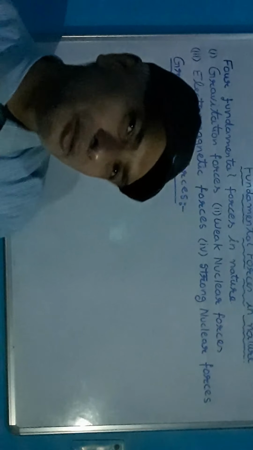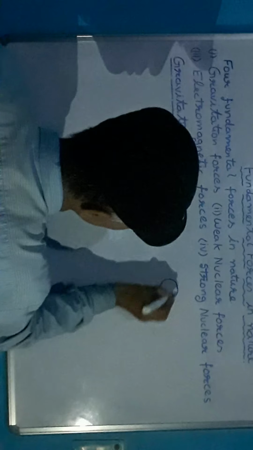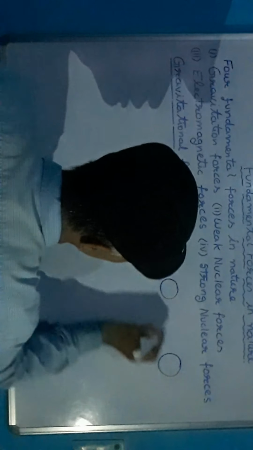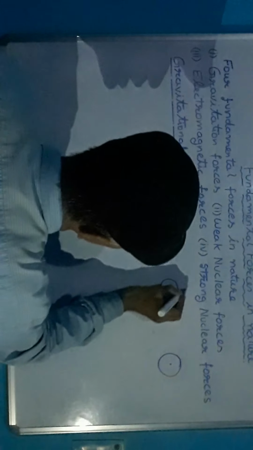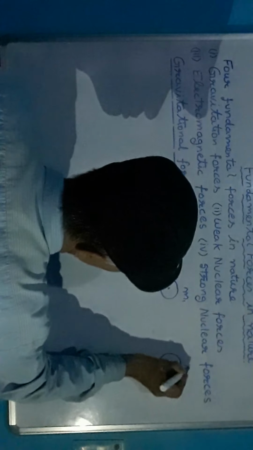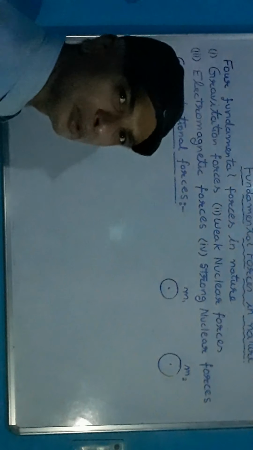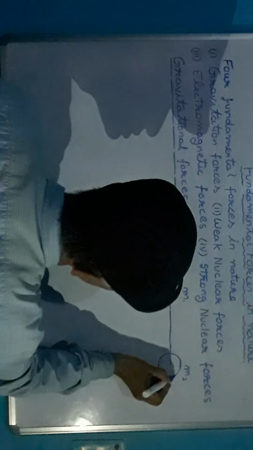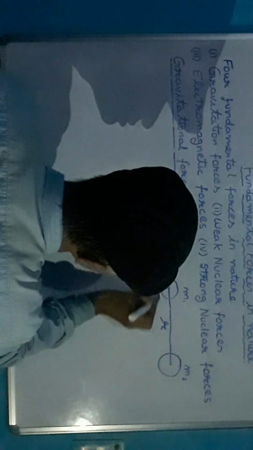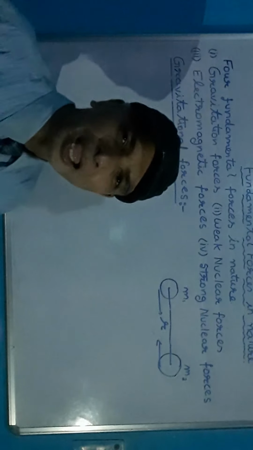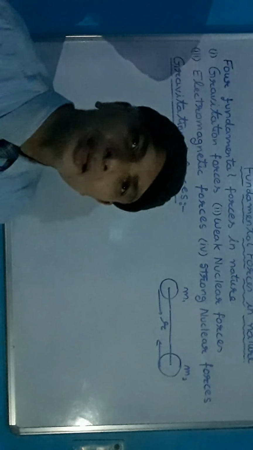Gravitational force, in the beginning I'm going to explain gravitational forces. What are gravitational forces? You have studied this in 9th class. Suppose we have two massive objects. Their masses are m1 and m2, and the distance between the centers of these two large massive bodies, which are spherical in shape, is small r. The universal law of gravitation states that every celestial body attracts other celestial bodies.